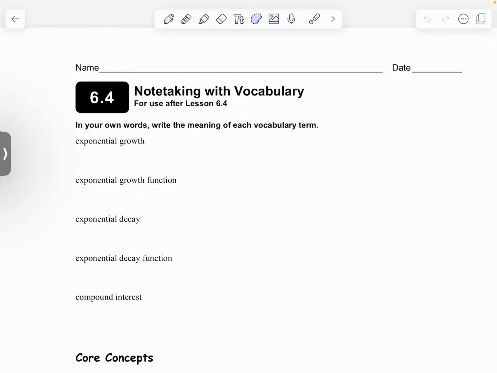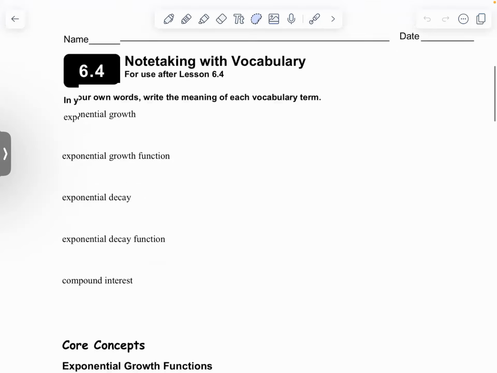We are going to continue our discussion about exponential growth and decay, but we're actually going to look at some applications, like what it looks like beyond the math class. Okay, all fours, please.